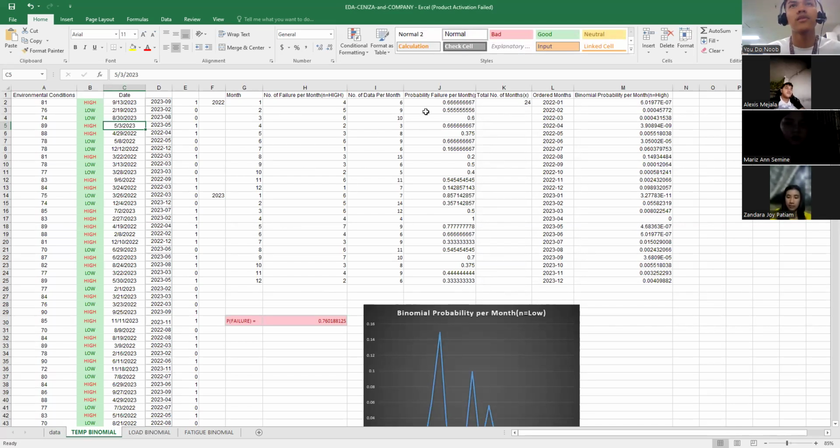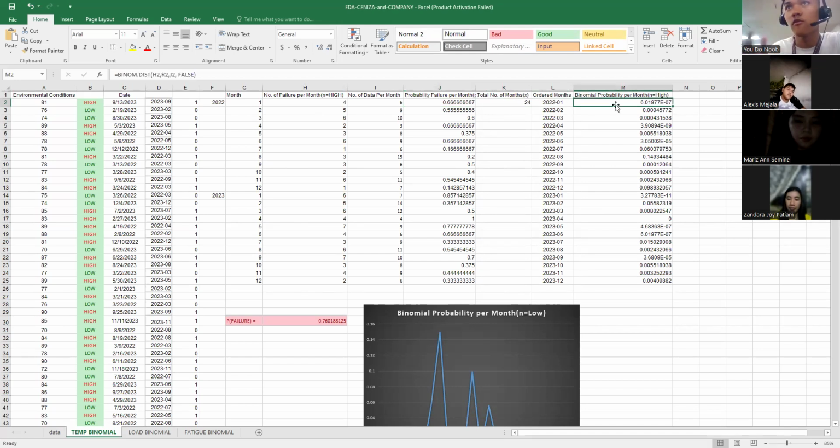under environmental conditions, first we determine the number of failures per month under this category and then the number of data per month. And then, for example, here at January of 2022, we divide the number of failures per month by the number of entries or data per month. In this way, we get the answer of 66.67%.